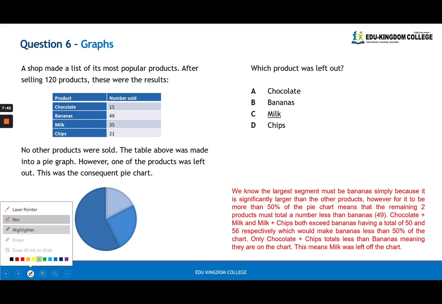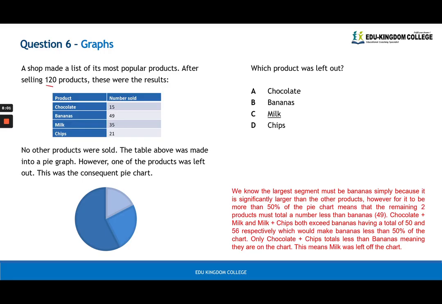Okay, a shop made a list of its most popular products. After selling 120 products, these were the results. No other products were sold. The table above was made into a pie graph. However, one of the products was left out. This was the consequent pie chart. Which product was left out?